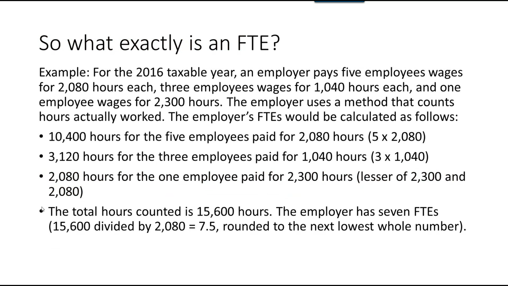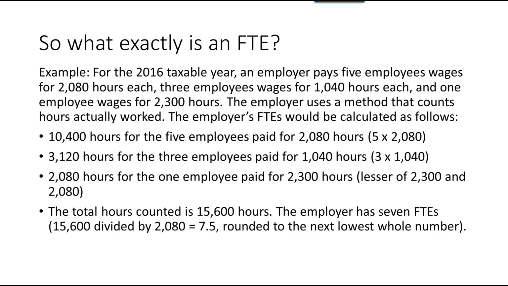go over this. So, for instance, if we're talking about the 2016 taxable year, an employer, if they have 5 employees that are working 2,080 hours each, and then let's say you had 3 employees that were working 1,040 hours each, and 1 employee who was working 2,300 hours, you would have a combined total of hours of 15,600. And so out of those employees, which is 9 employees, you would have 7 full-time equivalents, okay, because you're taking the total counted hours and dividing by that 2,080, which is your normal 40-hour work week, 52-week work period.